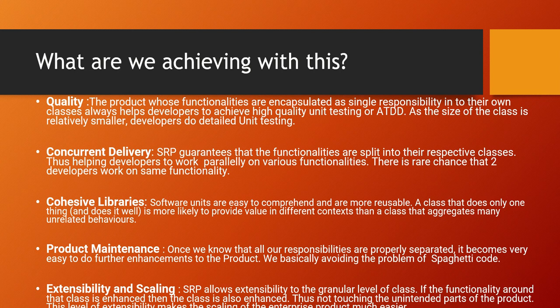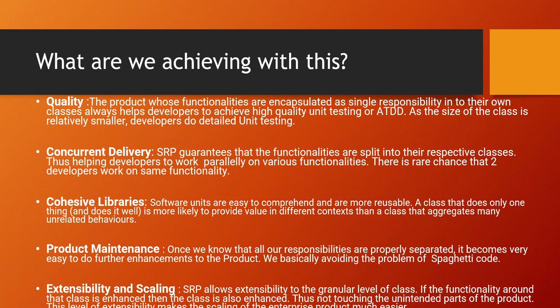So a person who is working on order service will continue his work on order service because he is not required to worry about email service. In the same way, a developer who is working on an email service is not required to worry about the functionalities or changes of order service. So that's what allows us to achieve parallel development. Okay, so we can achieve concurrent delivery, or development, I can say.